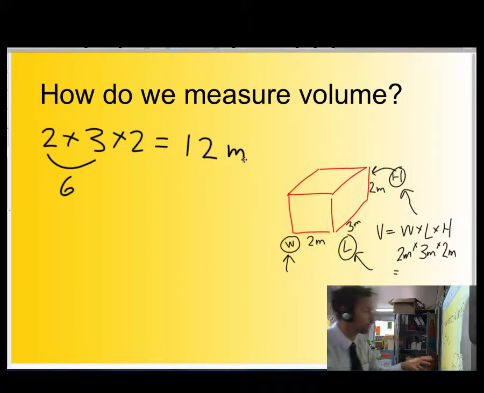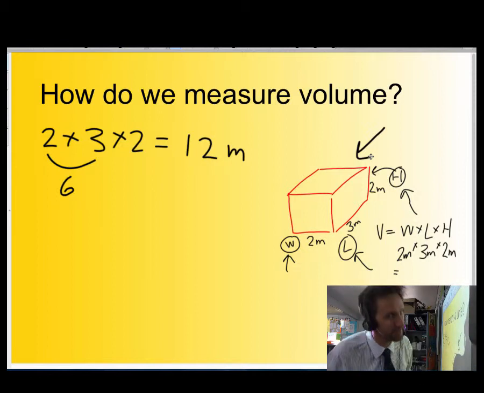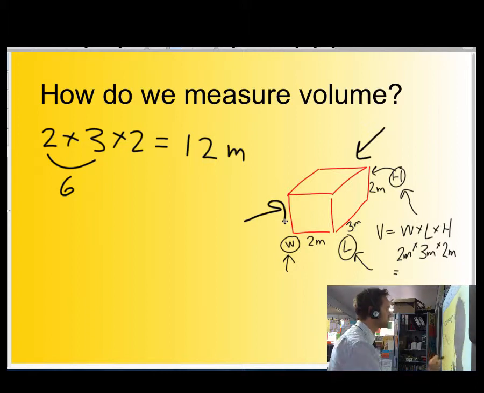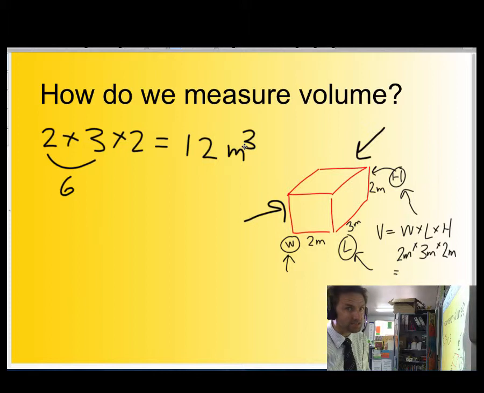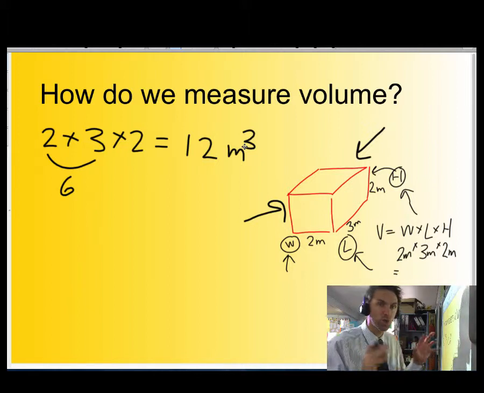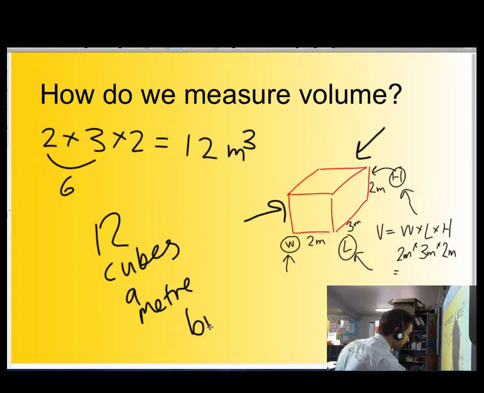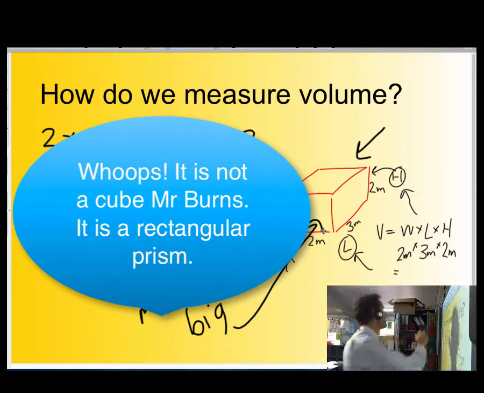You're measuring the cubes that are in this object here, this cube, this rectangular prism. You're measuring the amount of cubes that are in this rectangular prism. So we say there is 12 meters cubed, which literally means that there are 12 actual cubes that are a meter big inside this object here, which is pretty big if it's a 2 meter by 3 meter by 2 meter cube. Okay, let's have a go at one more perhaps.